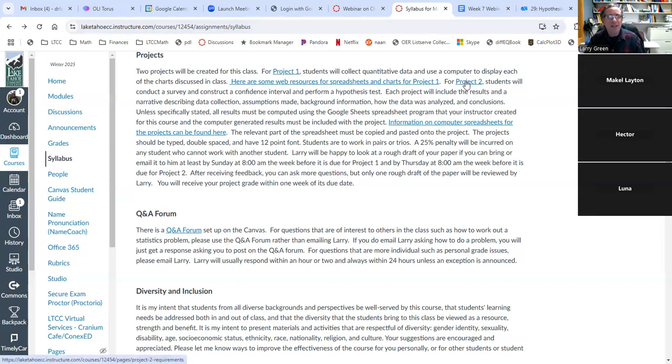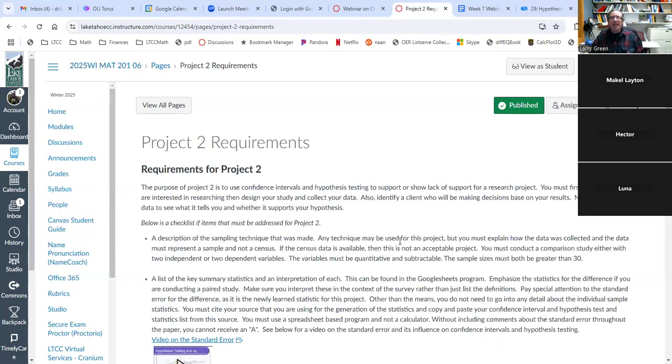Okay. Let's go to project 2. And I'm going to talk about some of this stuff, but we'll talk more about it next time, because it's really all about next week's stuff, but I can talk a little bit about it now. So you're not quite ready yet, but at least I can hint. So first thing, the purpose of project 2 is to use confidence intervals and hypothesis testing that we've learned about, to support or show lack of support for a research project.